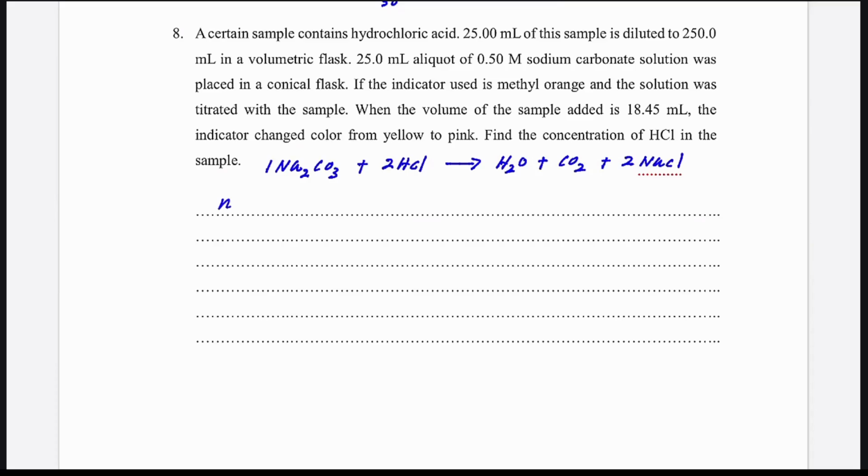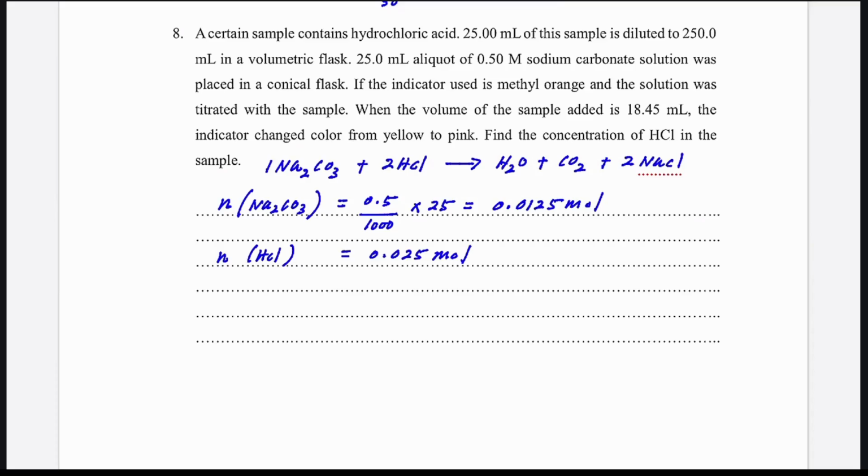We'll try to understand the number of Na2CO3 moles. How much is that? 0.5 divided by 1000. How much is the aliquot? 25. So 0.0125 moles. Is that right? Okay, so moles of HCl now? Times 2. How much is that? 0.025. Right. So now we need to find the concentration of HCl.